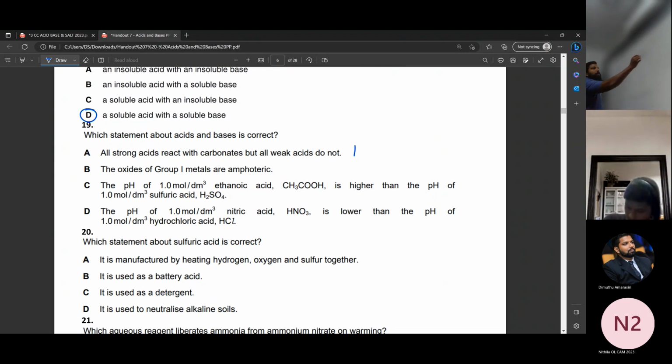Why? Weak acids can also react with carbonates. One example, you know, you put an egg into, what? You put an egg into vinegar. Where we go?